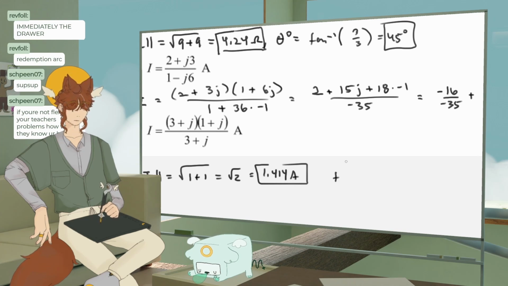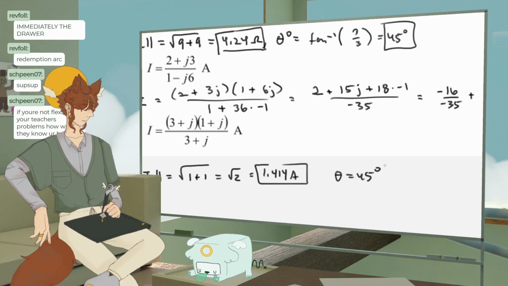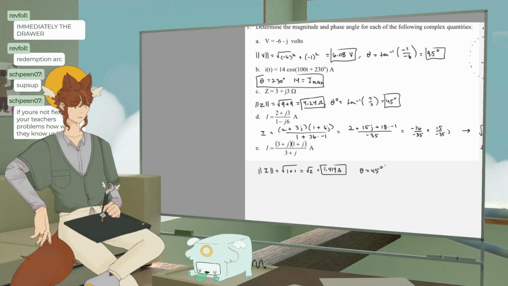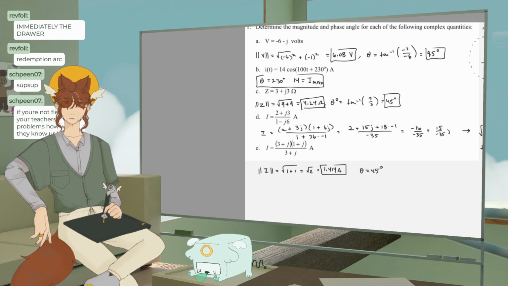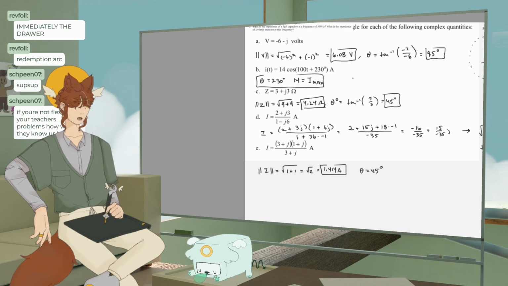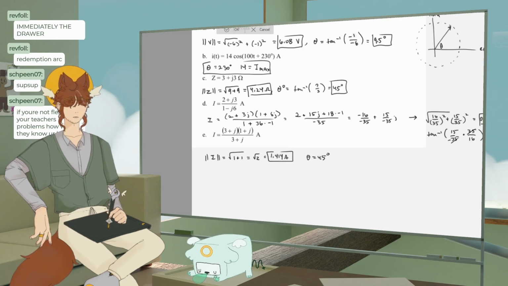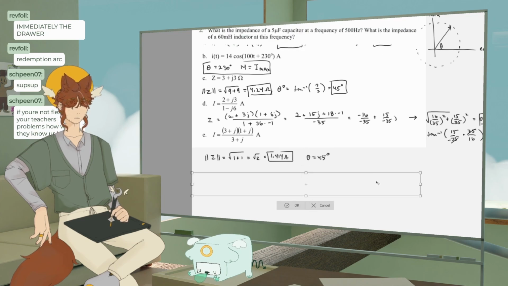And then theta is 45. I don't even need to do anything about that. I don't know if that's right. We weren't really taught this at all, so that's kind of fun. Alright, what's the impedance of a 5 something? Right, it's literally written right here. 5, what is that? Millifarads.